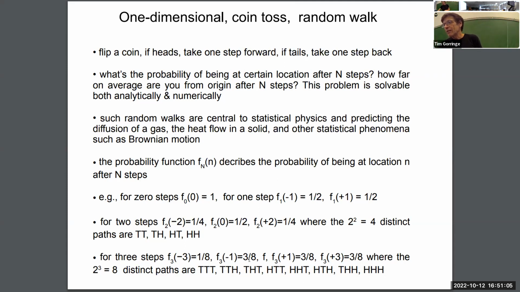And then the other locations are either 1 step to the left or 1 step to the right, which I've got a mistake here, actually. This should be 1/8, sorry. Ending up 1 step to the left or 1 step to the right has a probability each of 3/8. And you see the 1/8 plus 3/8 plus 3/8 plus 1/8 will add up to a total probability of 1. So that's the distribution for 3 steps.